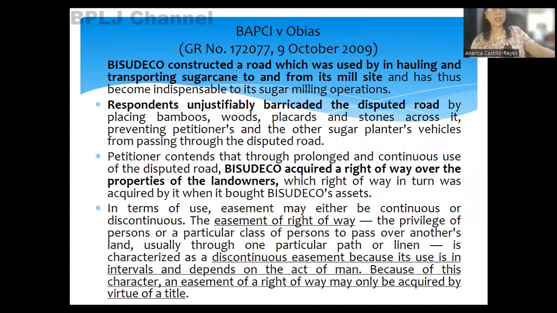Okay? Another case, Bicol Sugar Development Corporation versus Obias. Bisudeco constructed a road which was used in the hauling and transporting of sugarcane to and from its mill sites. The respondents barricaded the disputed road. Now, Bisudeco claimed it acquired a right of way over the properties of the landowners. That was their contention. Okay.